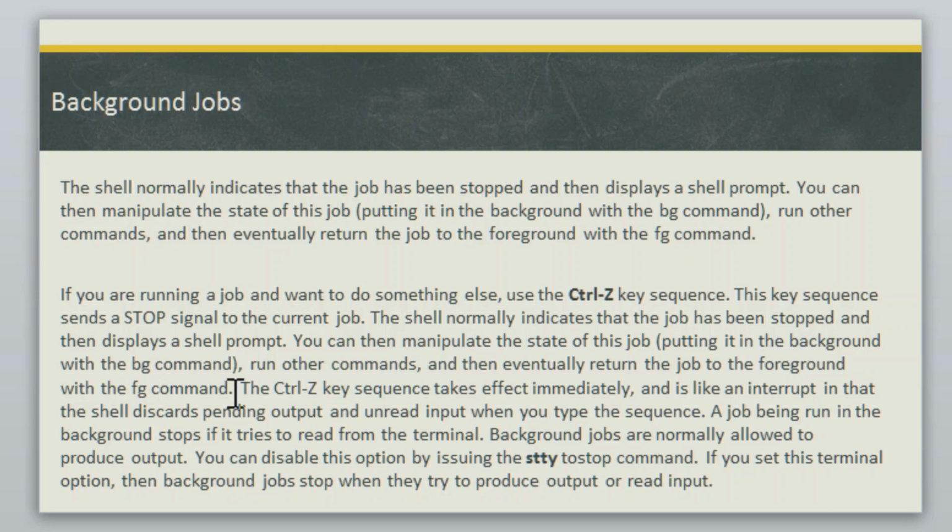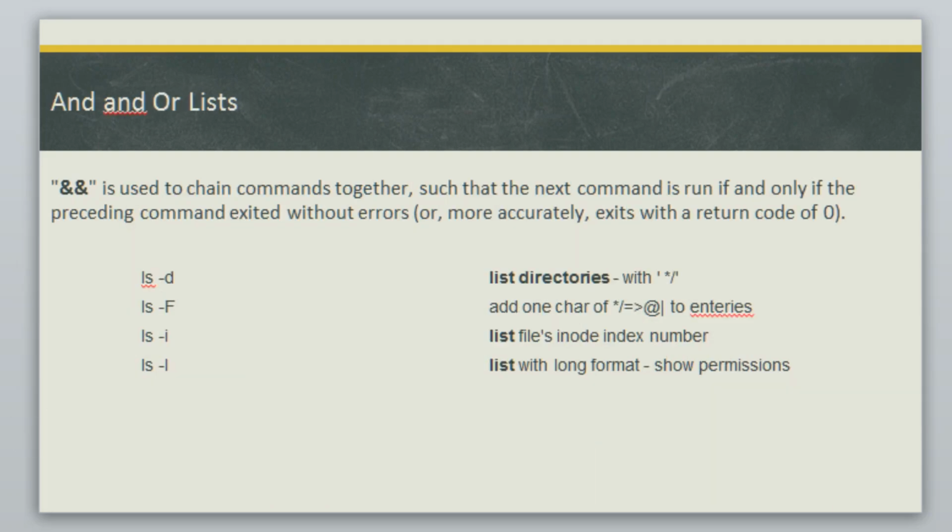The Control-Z key sequence takes effect immediately and is like an interrupt in that shell, and it discards pending output and unread inputs when you type the sequence. A job being run in the background stops if it tries to read from the terminal. Background jobs are normally allowed to produce output. You can disable this option by issuing the stty tostop command. If you set this terminal option, then background jobs stop when they try to produce output or read input.